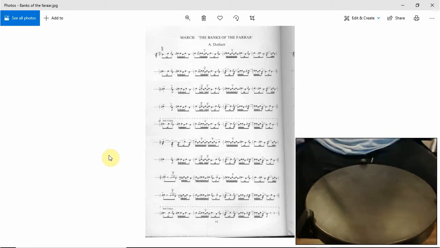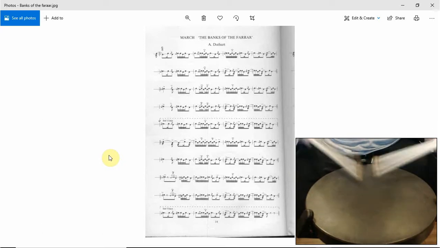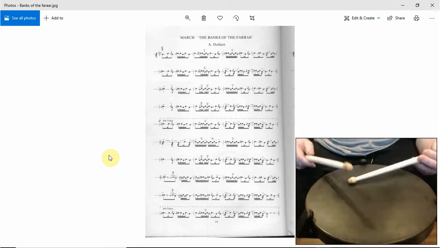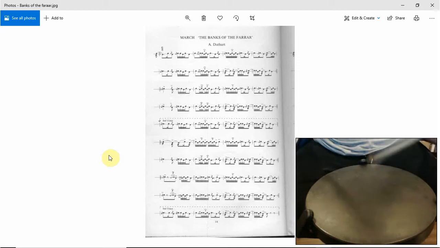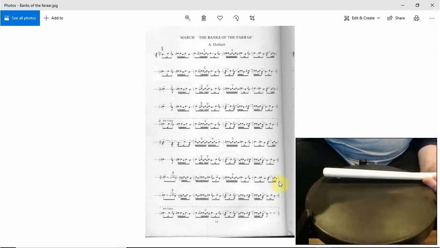So the first bar is. Try that. 1, 2. So the middle is the same, and then we just repeat, and then the ending's the same. So we'll try the first time through.